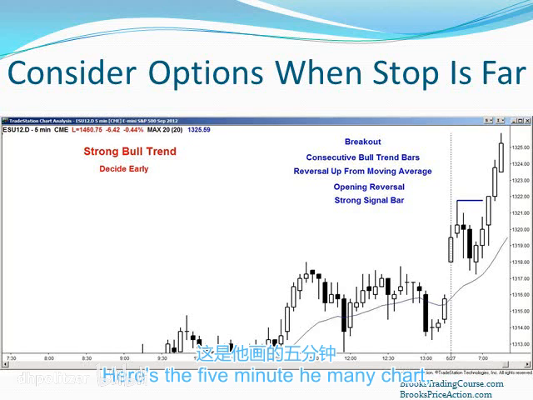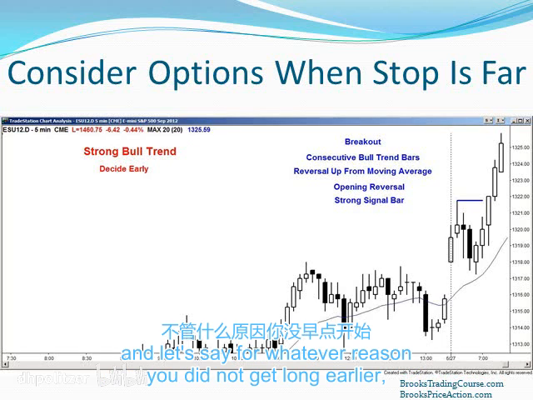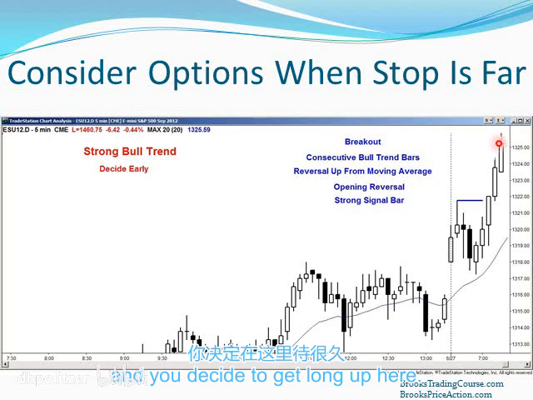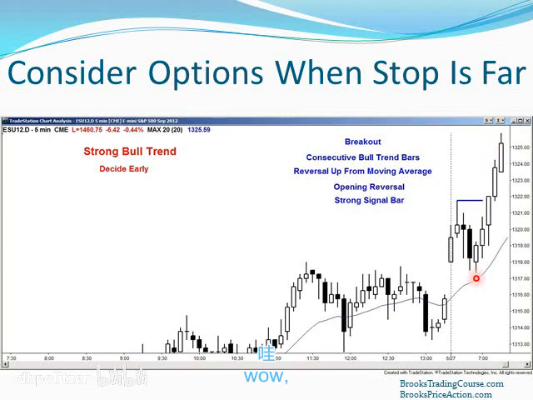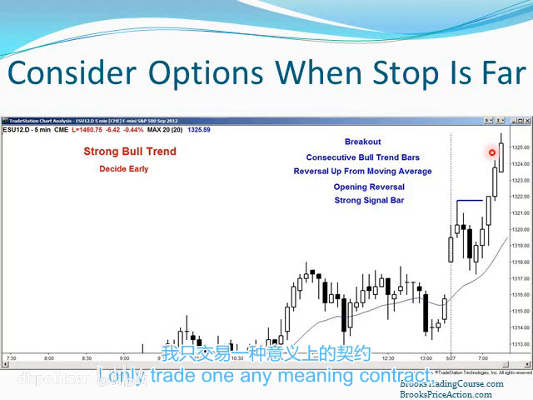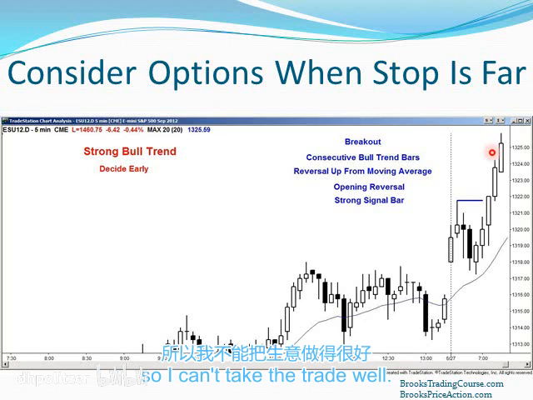Here's the 5-minute E-mini chart, and let's say for whatever reason you did not get long earlier and you decide to get long up here. You know that your stop is below the bottom of the bull spike, and you say, wow, that's 8 points away. I can't risk 8 points, and I only trade one E-mini contract, so I can't take the trade.